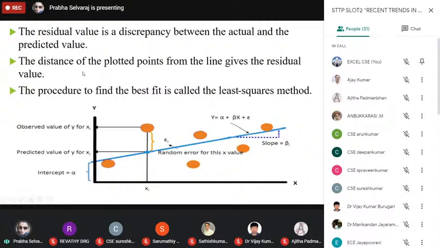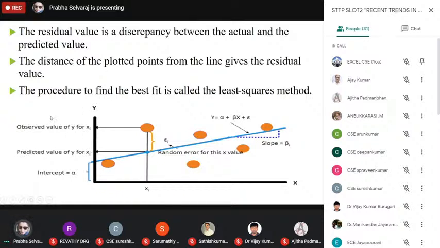Now you see, the residual value is the discrepancy, that is the difference between the actual and predicted value. So the actual value is here, but my predicted value is here, that orange color. I have put a curly bracket. This is the difference. So the predicted value of y for a particular xi is available on the blue line, but my observed value is somewhere here, the observed value of y for xi. The distance between them is said to be the residual. So the distance of the plotted points from the line will give you the residual.